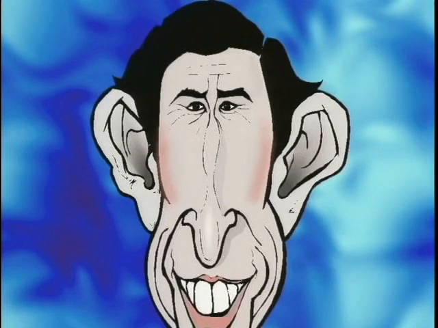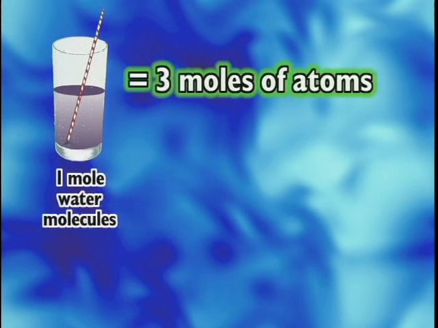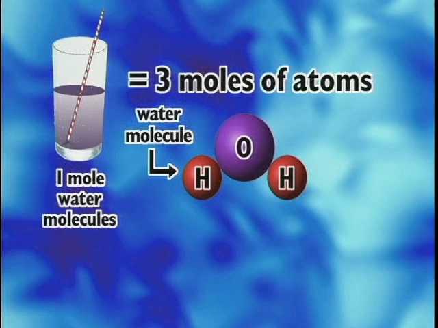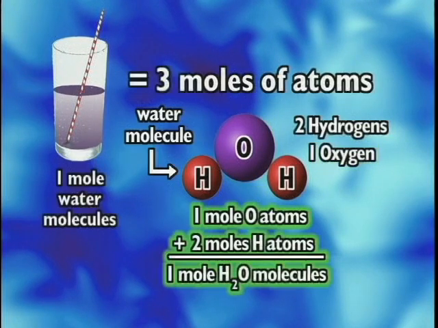This is tricky, so listen closely. In that mole of water molecules, you'd have 3 moles of atoms, since each water molecule consists of 3 atoms, 2 hydrogens and 1 oxygen. In 1 mole of water molecules, there's 1 mole of oxygen atoms and 2 moles of hydrogen atoms.